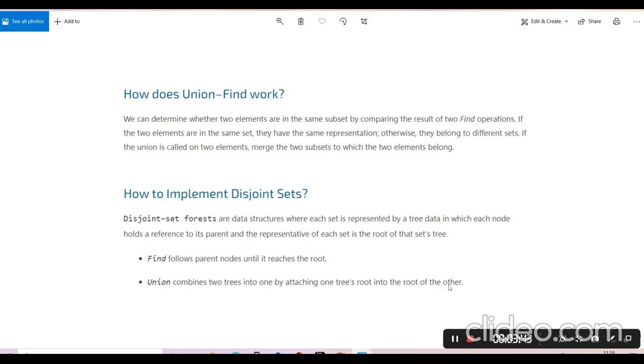So this is just a general idea of what union and find data structures are. Okay, so the find operation means finding a particular element from a particular set, and union is going to merge two different sets into a single set. So let's see how it works.